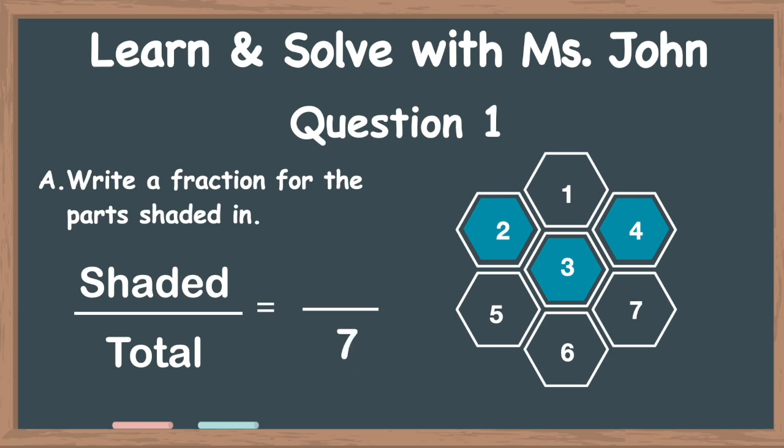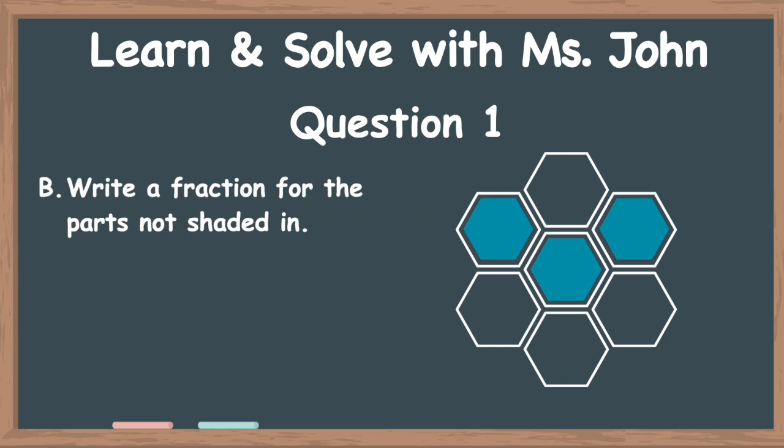Now we're going to see how many are shaded in, which is also known as colored in. So 1, 2, 3. So there's 3 parts in this image that is shaded in. So the answer is 3. The final answer is 3/7.